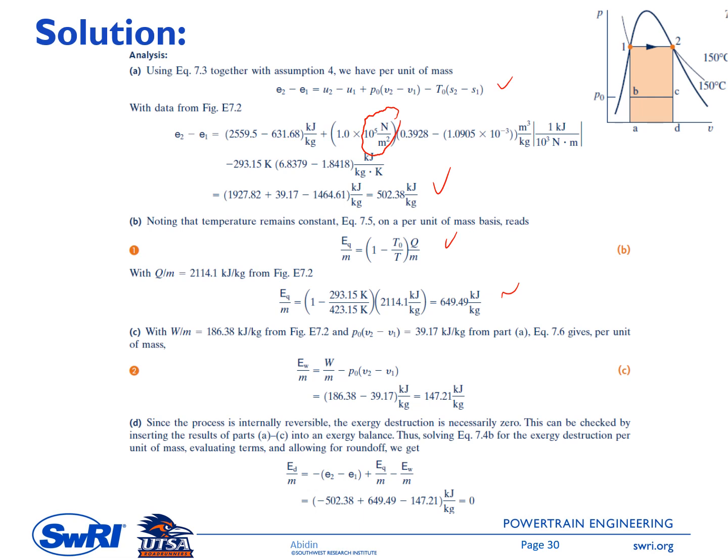And then the next one is the exergy transfer accompanying the work. So here we have this formula. So it is W over m minus P0 times V2 minus V1. So we also have all the numbers here. You just plug in and you will have the number here, 147.21. So looking at this formula, you can see that the exergy transfer accompanying the work is lower than the work itself, the W.